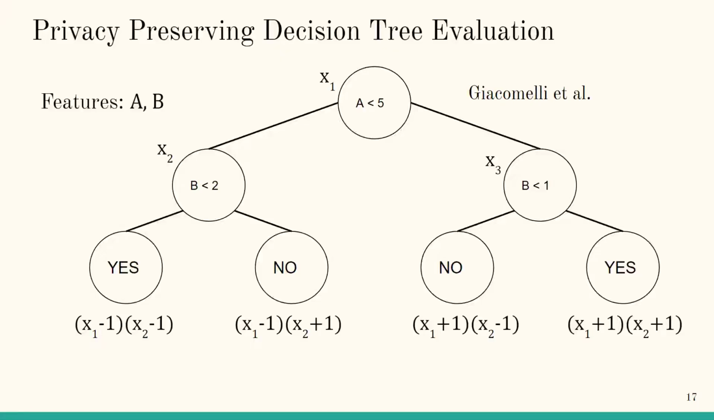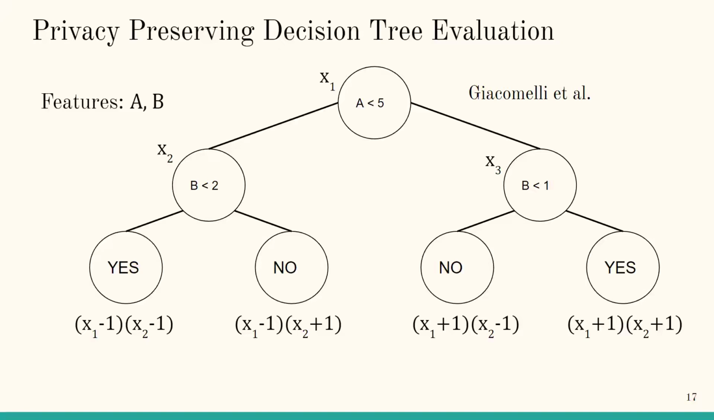To demonstrate our protocols, we picked a couple applications and benchmarked them. The application we've chosen is privacy-preserving decision tree evaluation. Giacomelli et al. presented a way to reduce decision tree evaluation to comparison and polynomial evaluation. We first assign each non-leaf node with a variable xi. Then each leaf node would be a polynomial with terms in the form of xi minus 1 or xi plus 1. If the leaf node took a left branch at non-leaf node xi, then it will have a term xi minus 1. If it took the right branch, it will have xi plus 1.